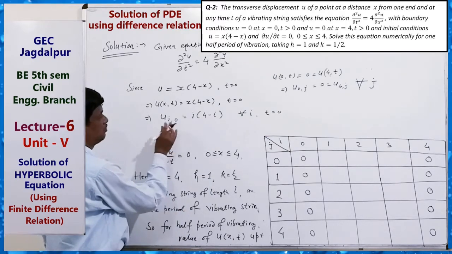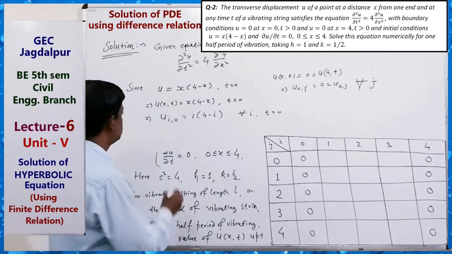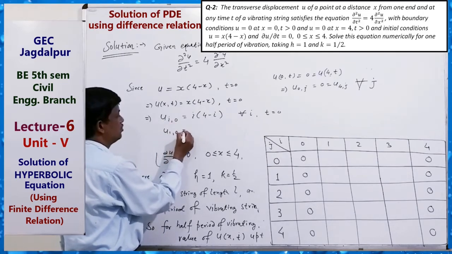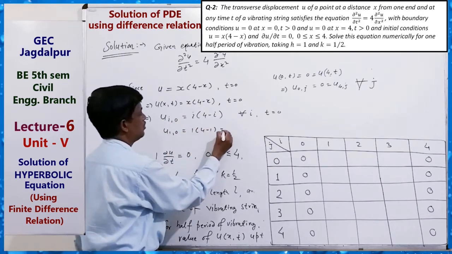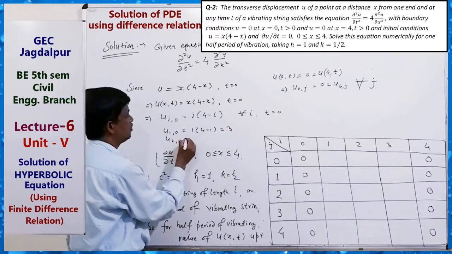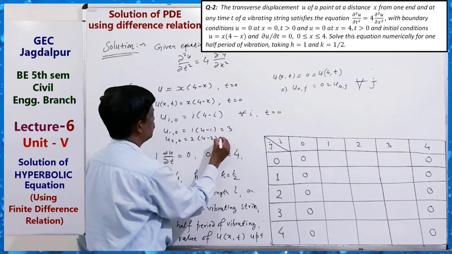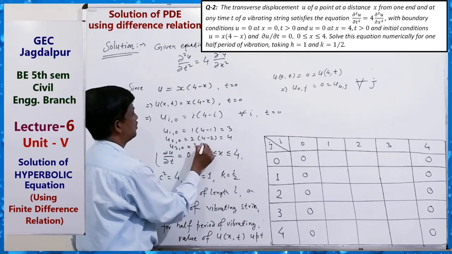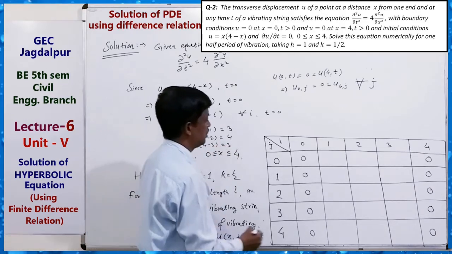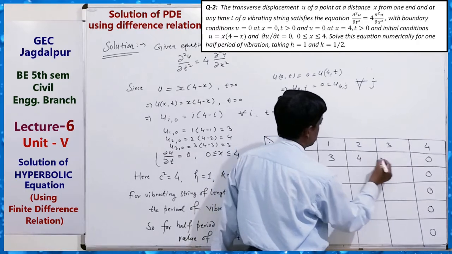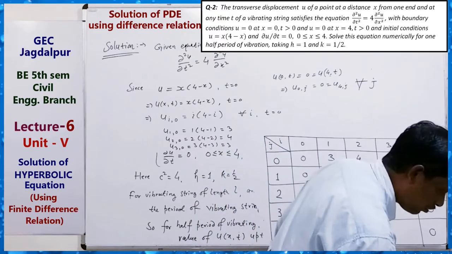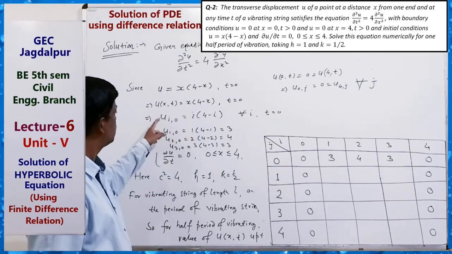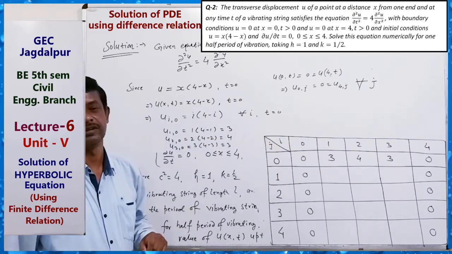So we can get from here, just i equals 1, then u_10 equals 1 times (4 minus 1) equals 3. u_20 equals 2 times (4 minus 2), that means 4, and u_30 equals 3 times (4 minus 3) equals 3. So this is 3, 4, 3. So just using the first initial condition, we can get the values 3, 4, 3. Okay.